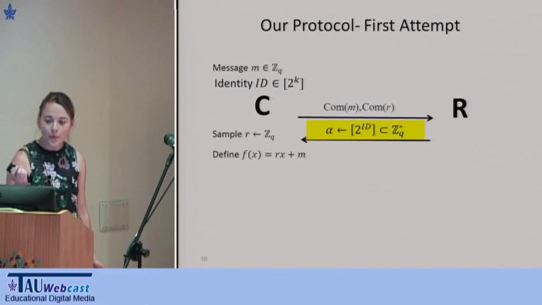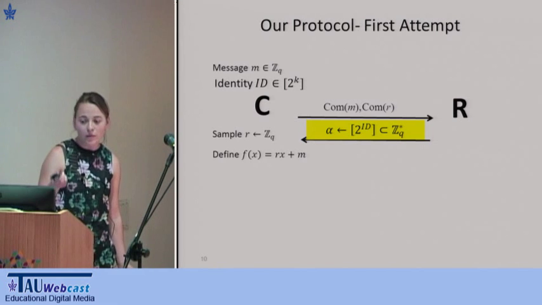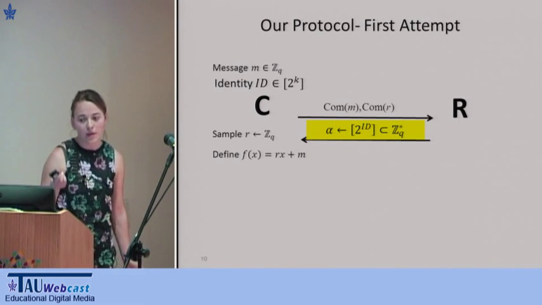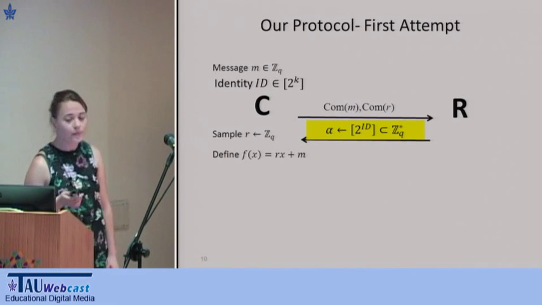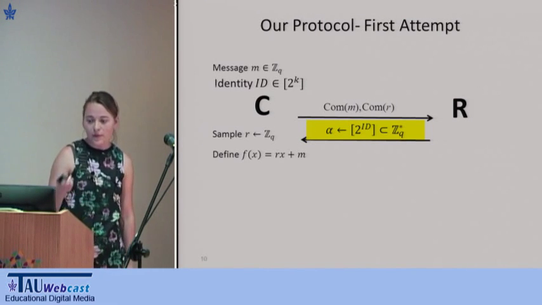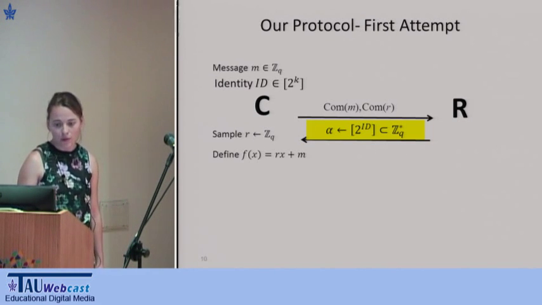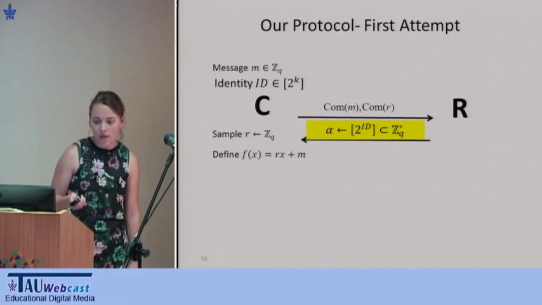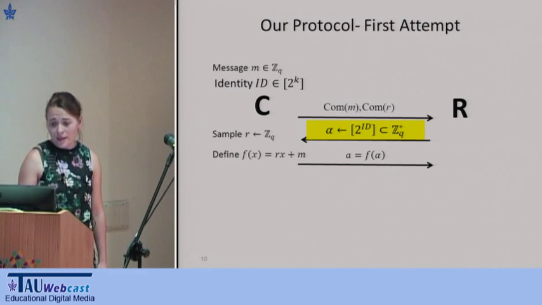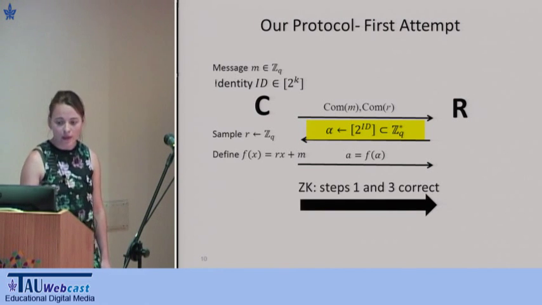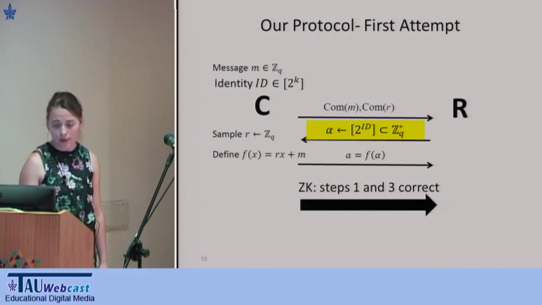The receiver will sample a challenge in the domain of 2 to the ID. So the domain of the challenge is dependent on the identity of the committer, and he sends it over. The committer will first check that the challenge is drawn from the right domain, and if not, he will abort. Otherwise, he will just evaluate the polynomial and send the evaluation to the receiver. Lastly, the committer and the receiver will engage in a zero-knowledge proof of knowledge, showing that steps 1 and 3 are correct.